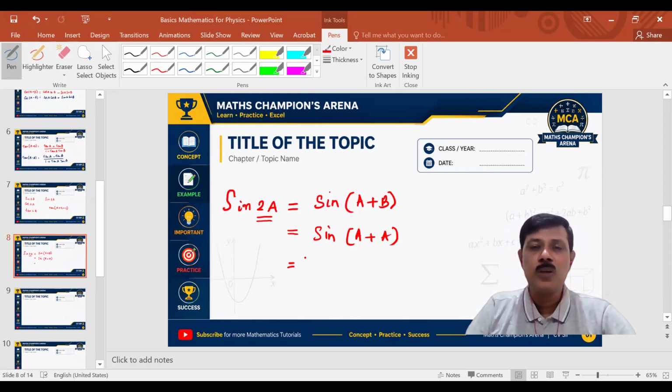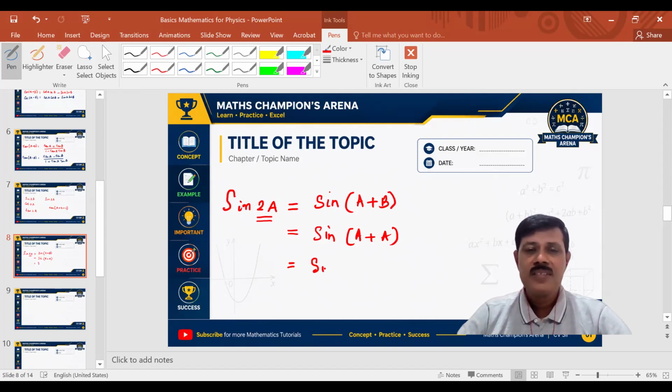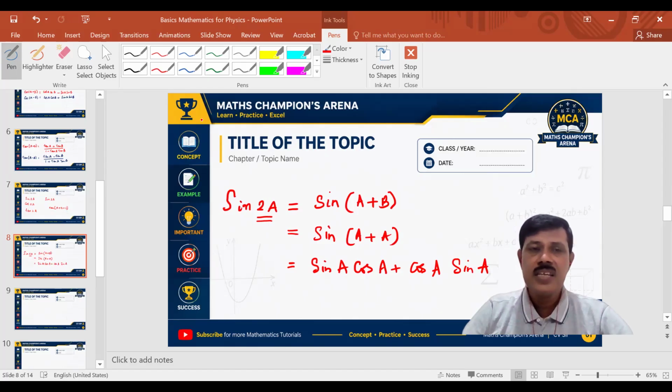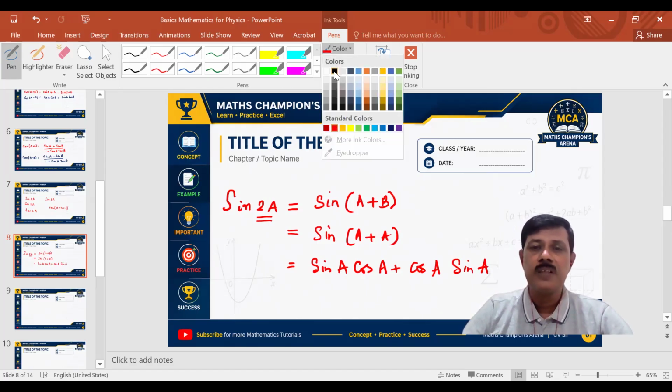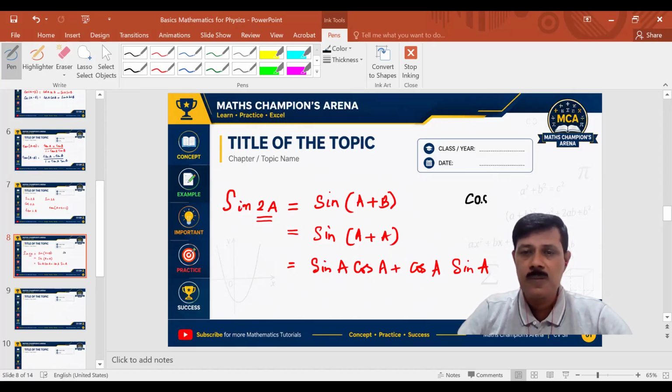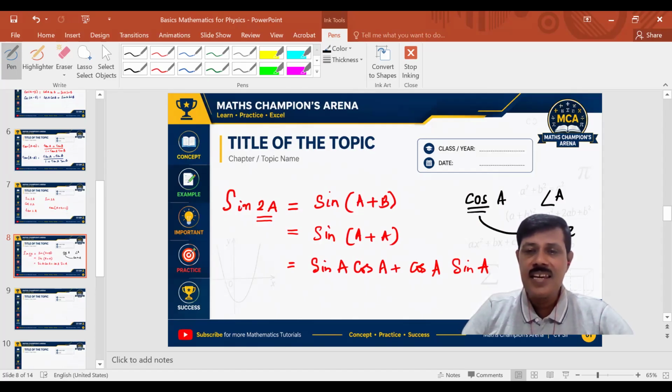So this is nothing but the formula of sine of a plus b, that is sine a cos a plus cos a sine a. See, here you should be very, very careful. Many people will get confused. So cos is a trigonometric function and a is an angle. What is a? A is an angle. What is cos? Cosine. Similarly, sine is sine. So you cannot say it is the multiplication of a and sine. No, it is cos of some angle.